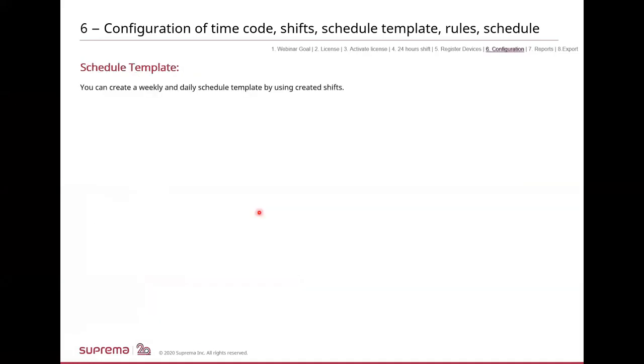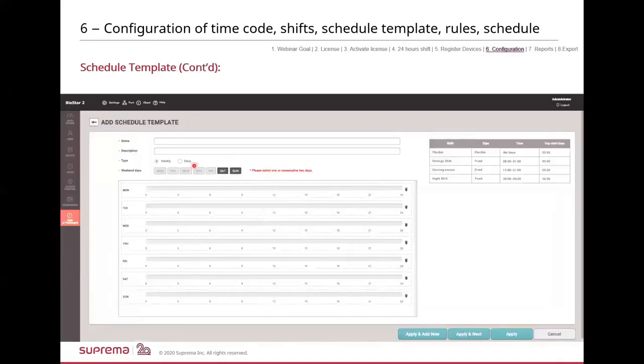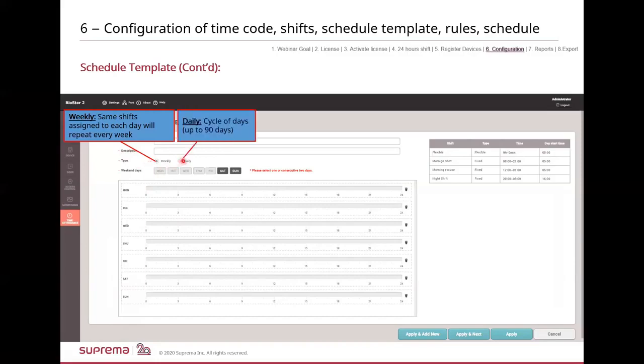Moving to the schedule template, you can create weekly and daily schedule templates from the created shifts. You go to the time attendance module, the shift tab, then the schedule template, and click the add schedule template button, and this is the window you are going to see. After the name and description, you have the first type, which is weekly, and the second type, which is daily, up to a 90-day cycle. What each one means, I'm going to explain now in detail.